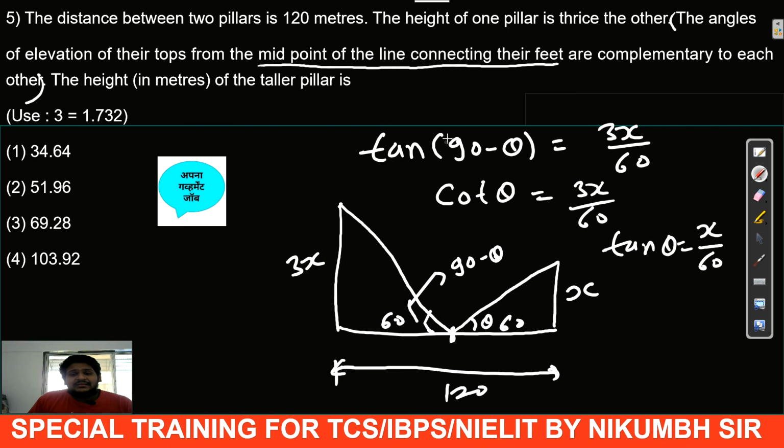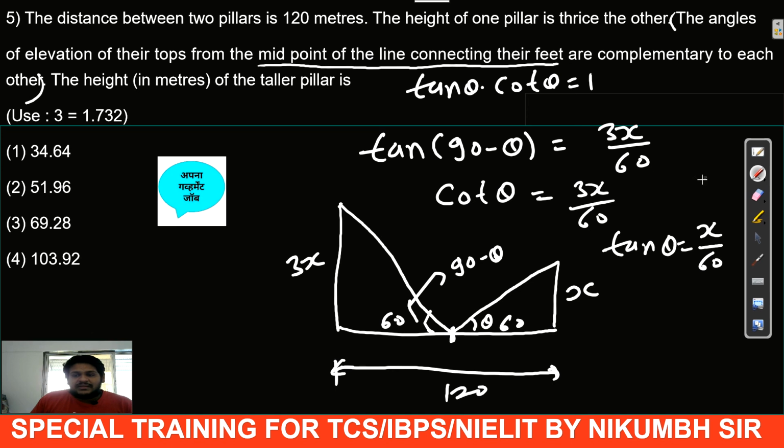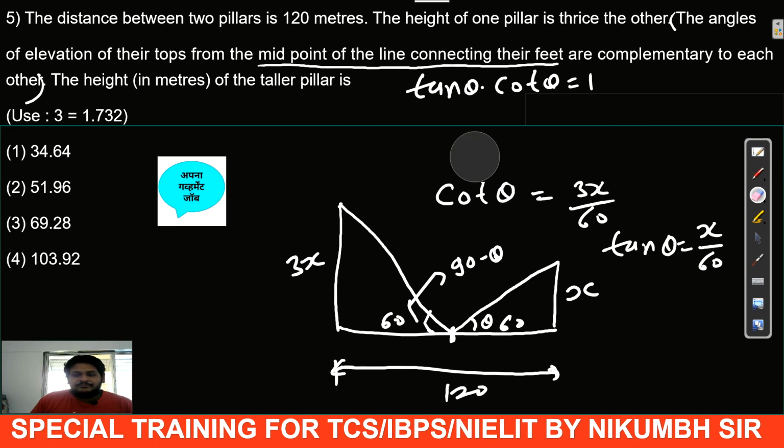Now I know one important identity rule, that tan theta into cot theta is equal to 1, right? What I have to do is multiply this cot theta into tan theta, so it will become equal to 1. So I am multiplying now, so obviously this side also gets multiplied. If you are multiplying this side, then this side also gets multiplied.